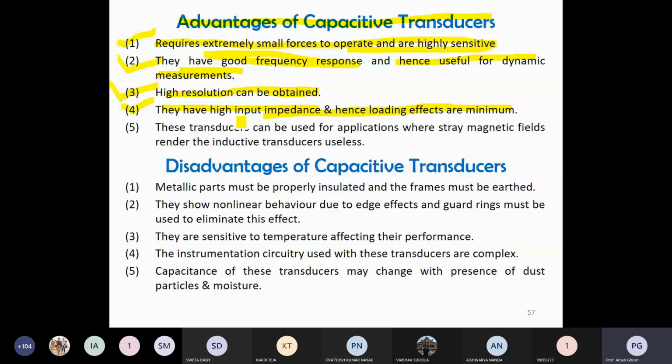Last point of advantage, this transducer can be used for applications where the stray magnetic fields render the inductive transducer useless. For stray magnetic fields in your LVDT, the problem is the residual magnetism. So there is some additional magnetic field there, and it will directly affect your measurement.